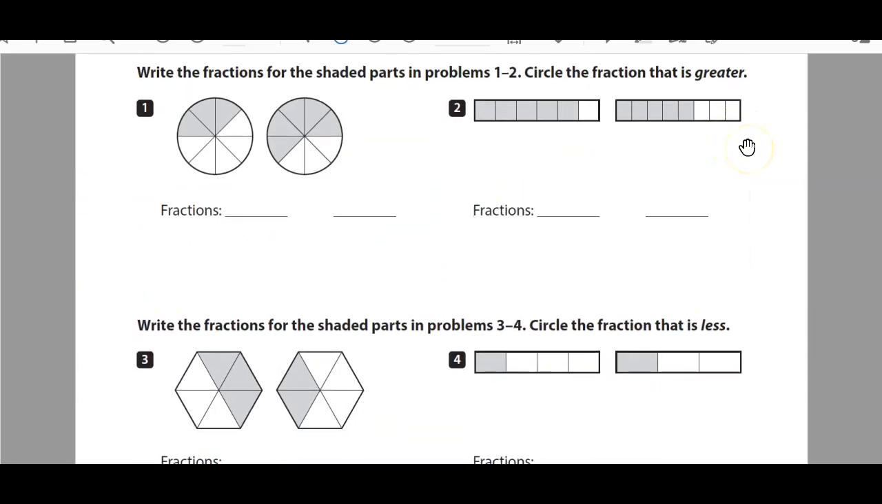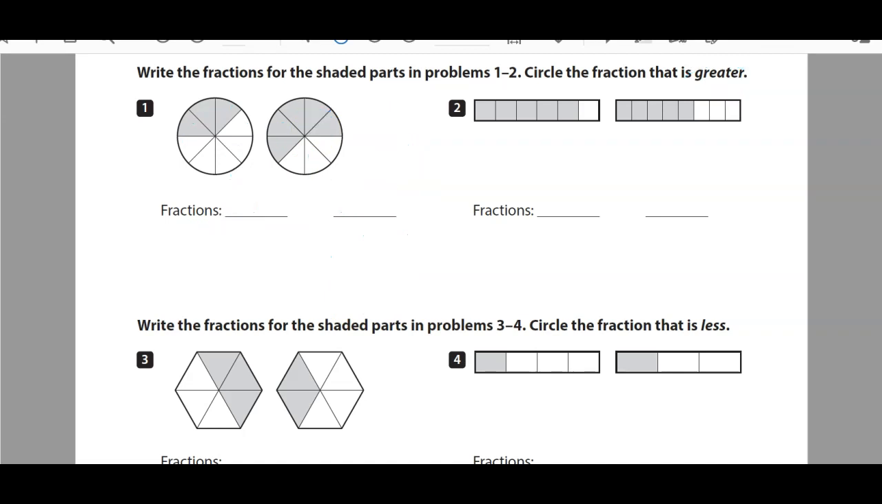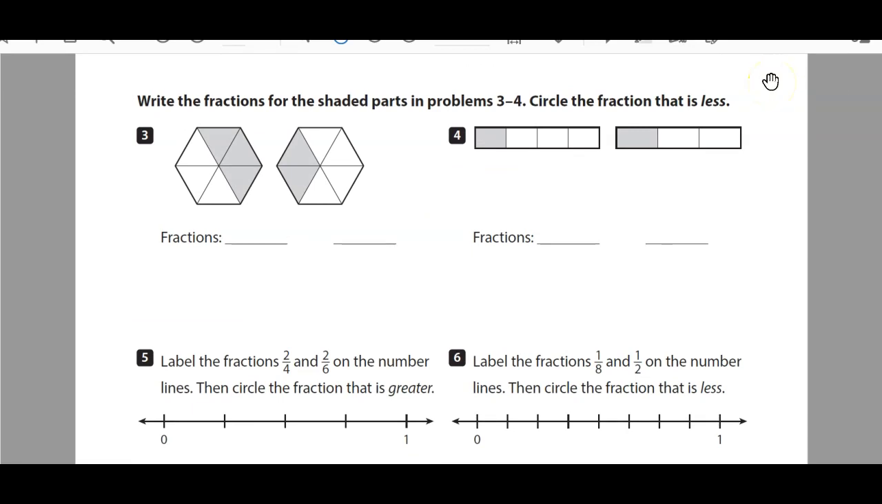And by the way, we did this before already. Remember what they did? For 1 and 2, you have to circle the one that's greater. So here I have 1, 2, 3, 4, 5, 6, 7, 8. That's 3/8. Here I have 1, 2, 3, 4, 5. That's 5/8. Which one's greater, 3/8 or 5/8? That's what it's asking you to do. But for 3 and 4, I have to circle which one? The one that's less.